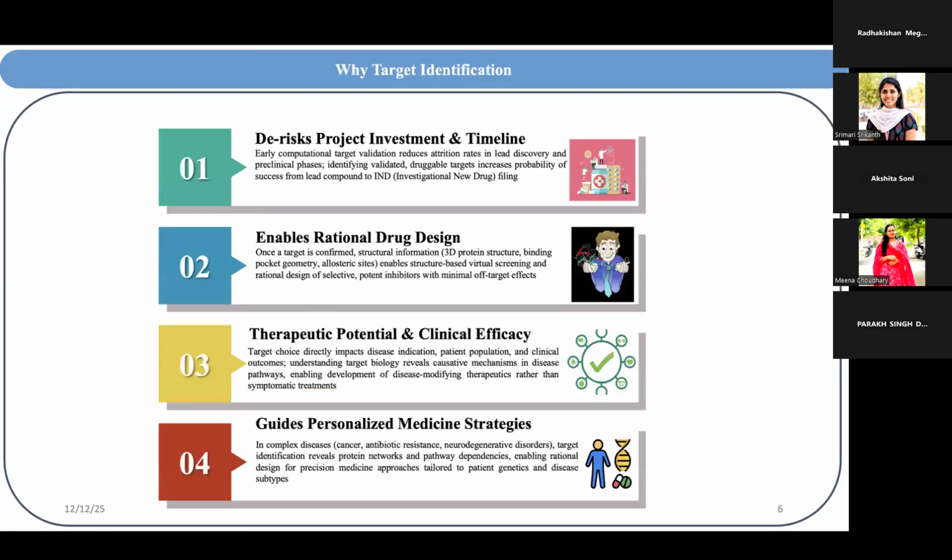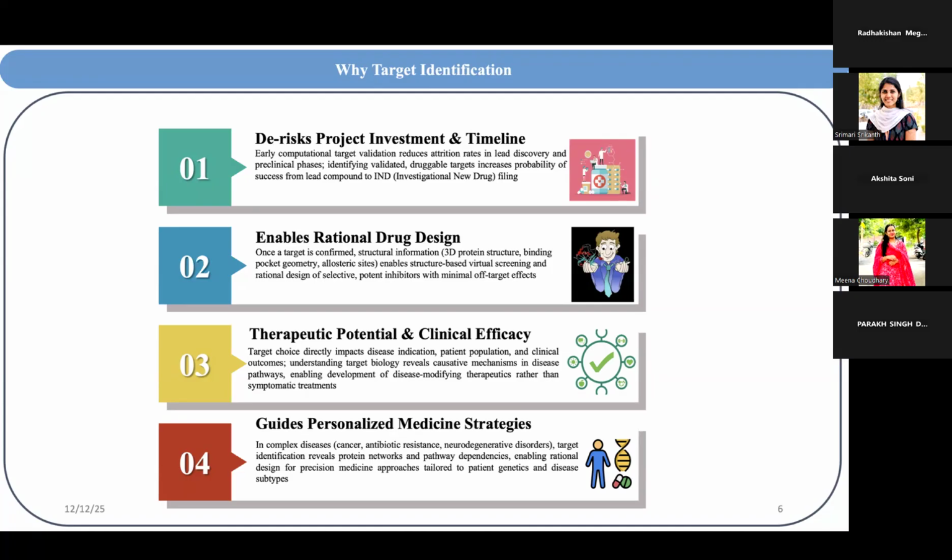So why do we need to identify a potential target? There are four important points. First, it de-risks the project investment and timeline. If we identify a wrong target, it becomes a failure, no matter how good our chemistry is. So it is very important. Second, it enables rational drug discovery and selectivity.